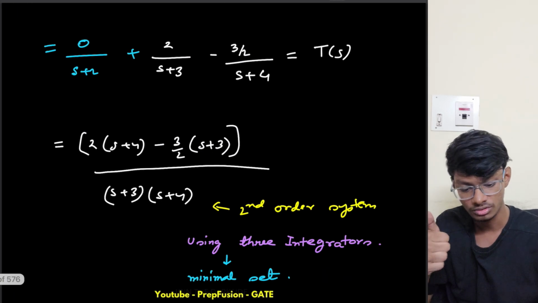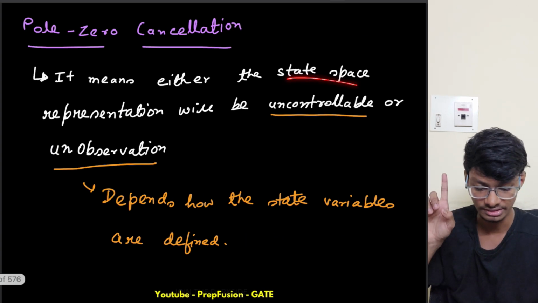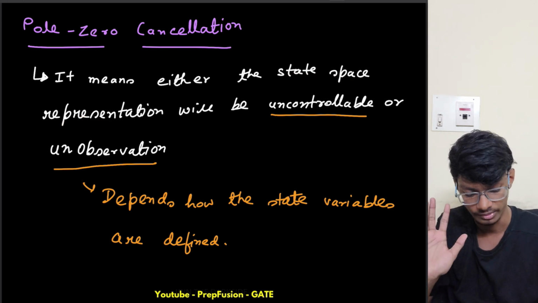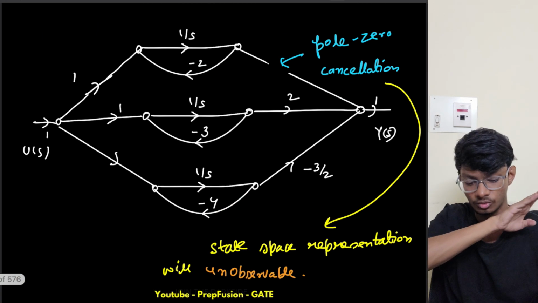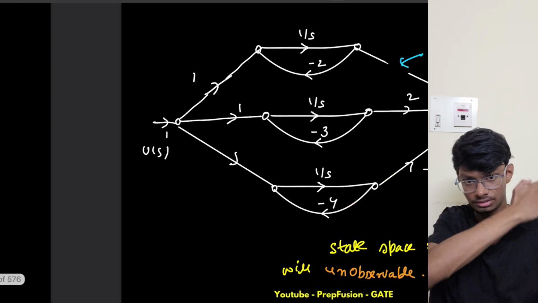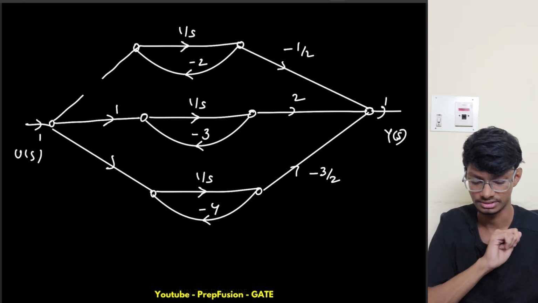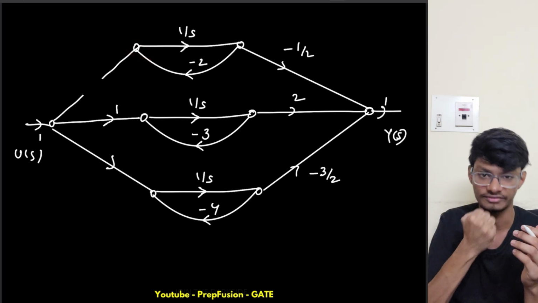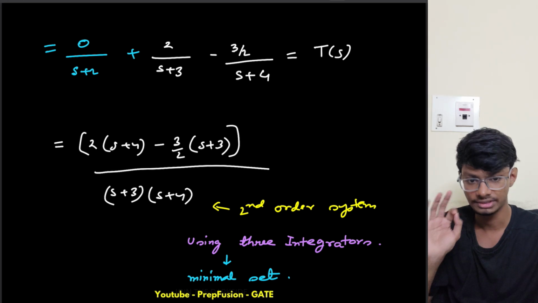So yeah, that is the main concept about the pole zero cancellation. If there is some pole zero cancellation, that means either the state space representation will be uncontrollable or unobservable, but it depends how the state variables are defined. If at the output the link is broken like this one, then it will be unobservable. We'll know about unobservable in the next lecture. And if at the input the link is broken, then it will be uncontrollable, as this input can't see the state variable. It can't take the state feedback, that's why. So yeah, this was basically it for pole zero cancellation.